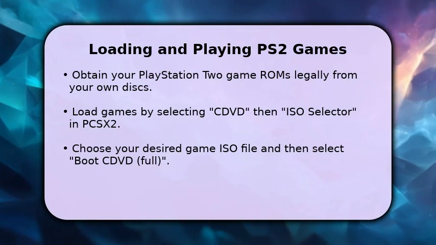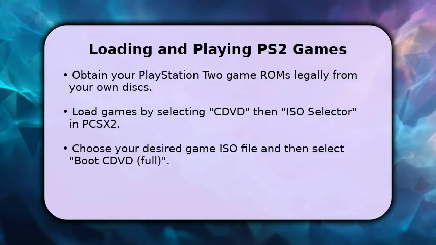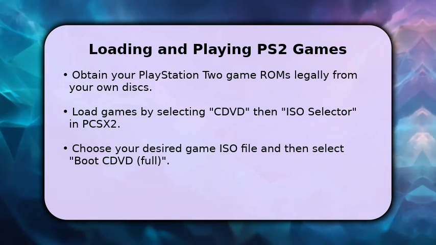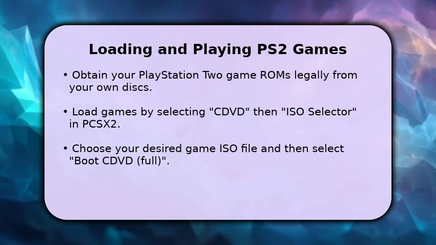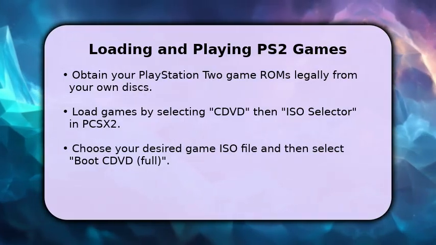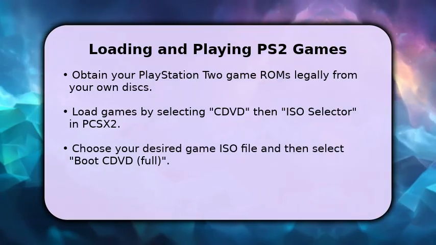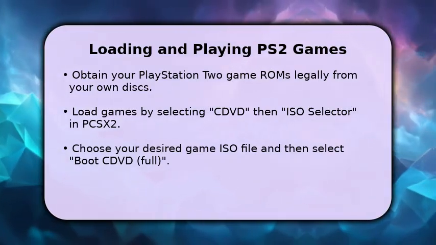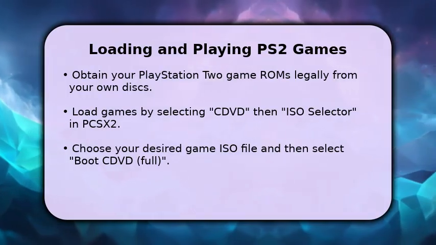With everything configured, you are ready to play. Ensure you have legally obtained your PlayStation 2 game ROMs, ideally from your own physical discs. In PCSX2, navigate to the CD/DVD menu, then select ISO selector, and finally browse to locate your game's ISO file. Once selected, go back to CD/DVD and choose Boot CD/DVD Full to start your game.